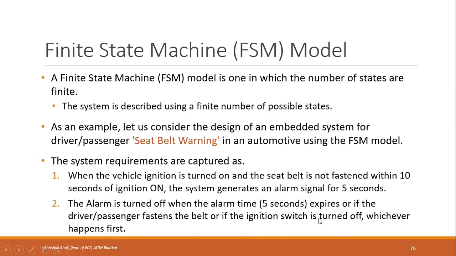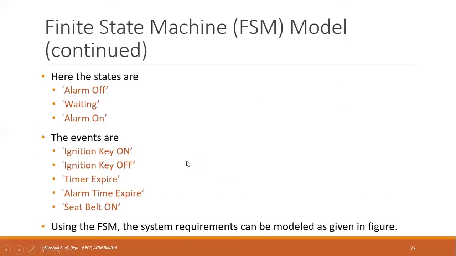Depending on these requirements, we first have to make the states. What can be the possible states? There are 3 states you can form based on these requirements. One is the alarm off state; initially the alarm will be off. Then the waiting state, waiting for the driver to put on the seat belt, which for 10 seconds will be the waiting state.